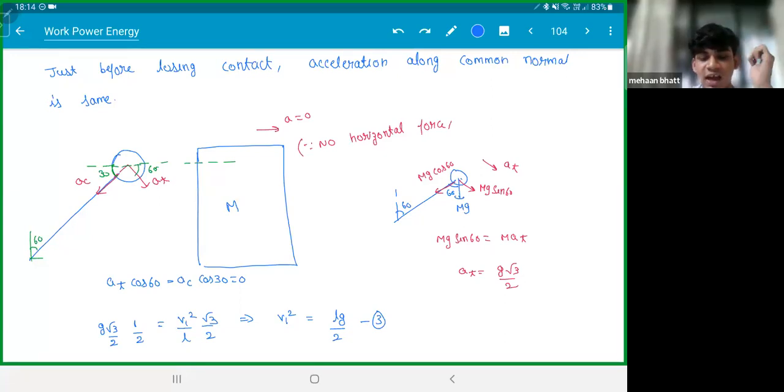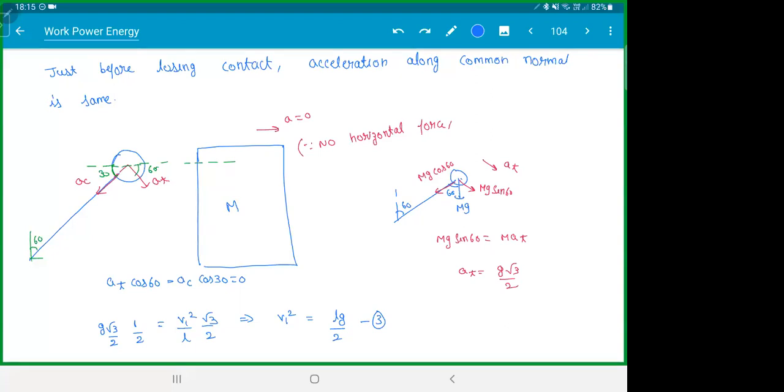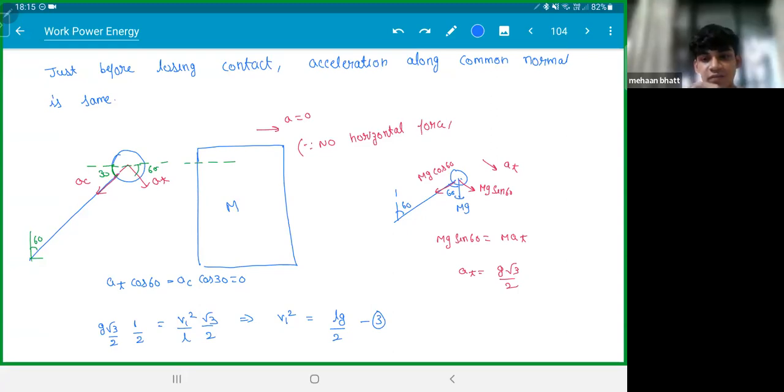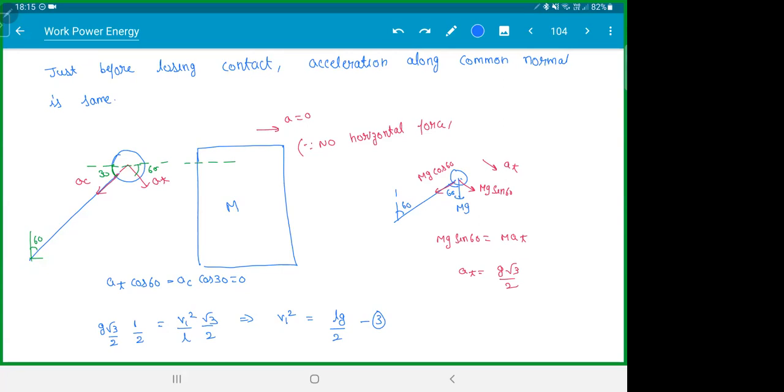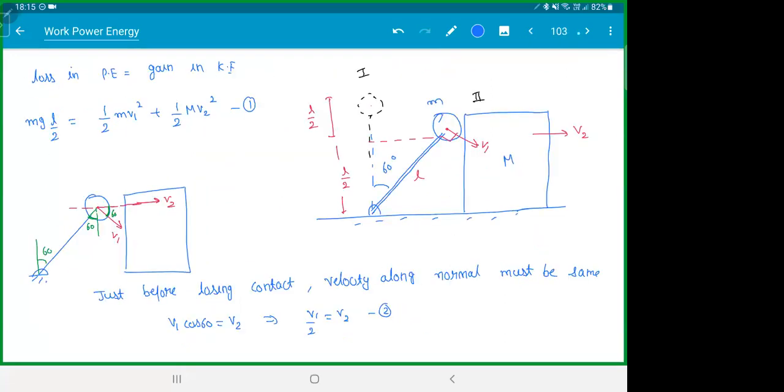So in this, how do we know that the acceleration will also be the same along the common normal? Because they're touching each other. Just before losing contact, they're touching, right? If you're touching each other, if velocity and acceleration are not the same, won't you lose contact? But if the velocity is constant? Who said constant? I said the velocity along the normal is the same. When did I say constant? Did I say constant or did I say same? Velocity of the sphere and the wedge along the normal must be the same, which is changing. Okay. All clear with this?